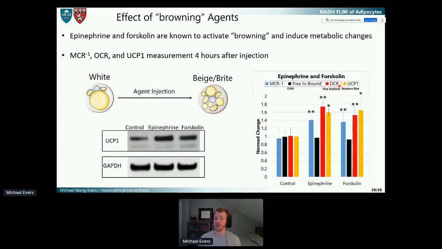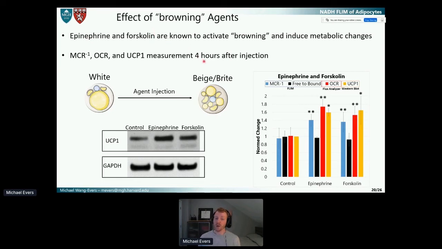We are interested in brown fat. So now we have the method, we have the MCR ratio. So what we wanted to do is we wanted to turn a white fat cell culture into a beige fat cell culture. And there are several drugs that are already known that can do that. One of them is epinephrine, and the other one is forskolin, and they are known to induce browning.